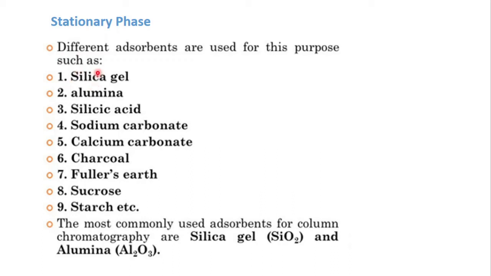Because silica gel you can turn it into basic by treating with triethylamine, or to some extent you can make it neutral, or you can leave it as acidic. So silica gel you can modify to some extent and convert it into other forms. That's why most of the chromatographic techniques, column chromatographic techniques, use silica gel as the main stationary phase. Of course, we can use others.